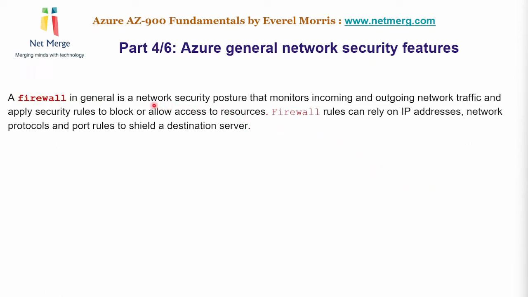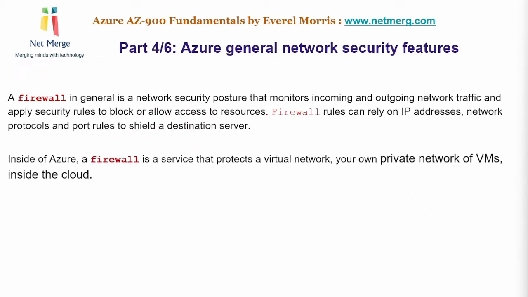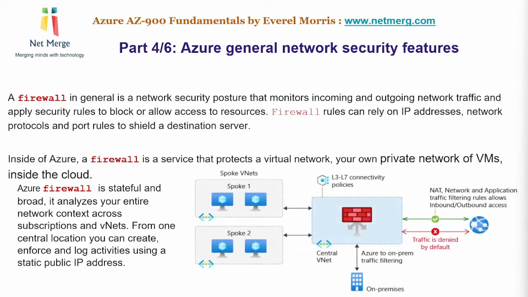Now, firewall. We talk about it at the network level. It controls outgoing and ingoing traffic using rules that rely on your IP address, internal or external, or a network protocol, TCP/IP for example, or you would use port rules to shield the destination server. So you'll open or close a port. You could use a series of IP addresses to get through to your network. Now, the firewall service protects your virtual network, your own private network, and virtual machines inside the cloud. So you get an understanding of how a firewall works.